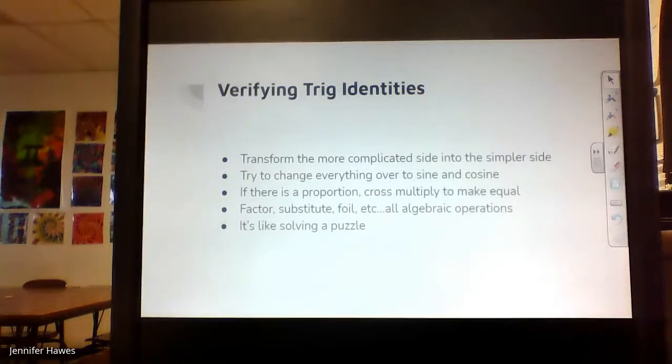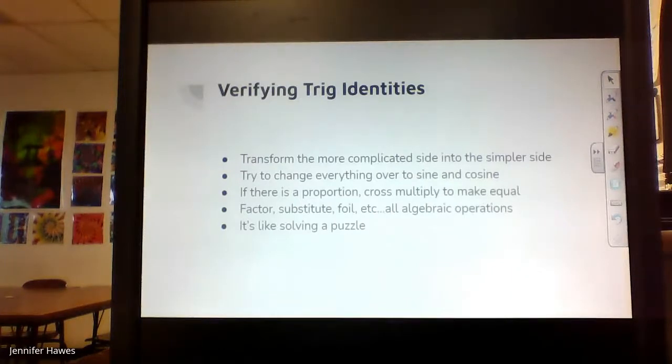Okay, so with verifying, what we're going to do is transform the more complicated side into the simpler side. And you'll know when you look at it which one is the more complicated side. It's kind of like you have an answer in the end. It's just, can you get there? Try to change everything into sine and cosine as much as you can, because a lot of things can go back to sine and cosine.